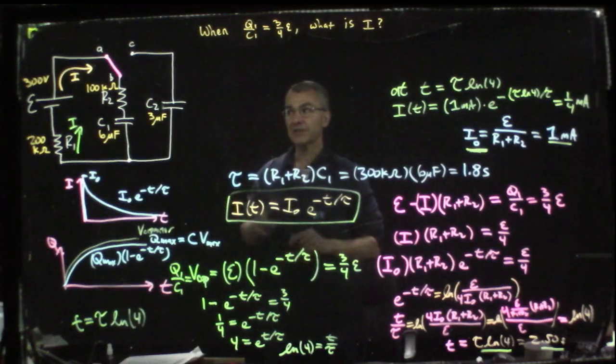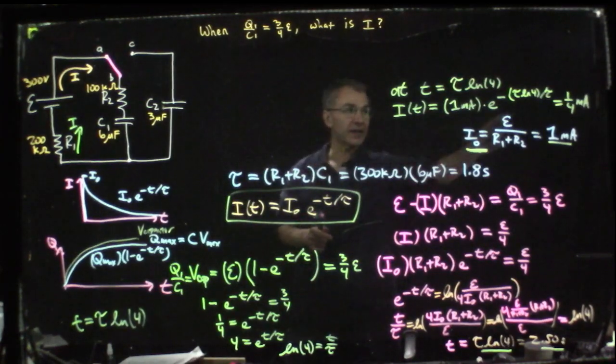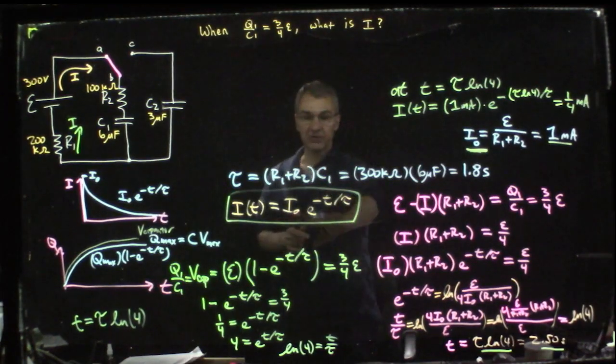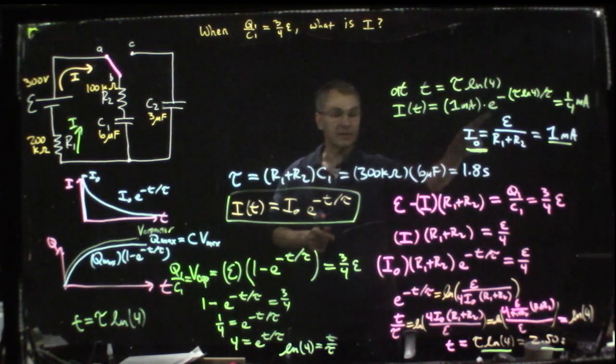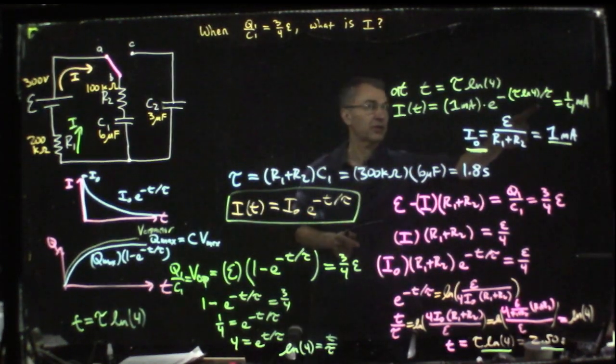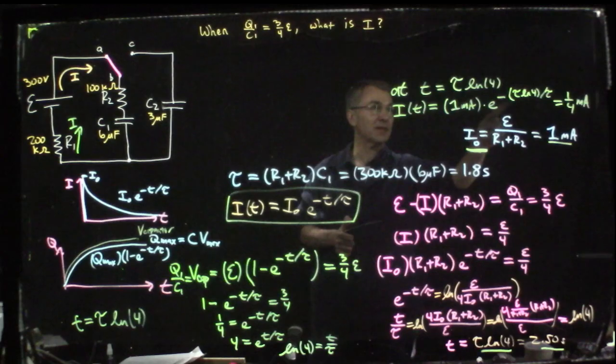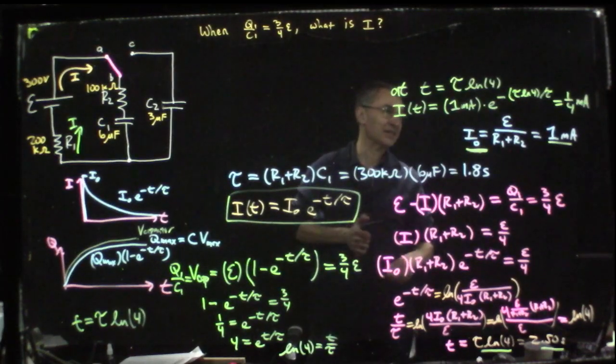Now the way I did this just a moment ago is I said, oh, let's take this expression for the current and plug in the time that we solved for, and then that's 1 milliamp times e to the minus logarithm of 4. And e to the minus logarithm of 4 is just 1/4. You could work that out, or your calculator can tell you that. So this ends up being 1/4 of a milliamp.